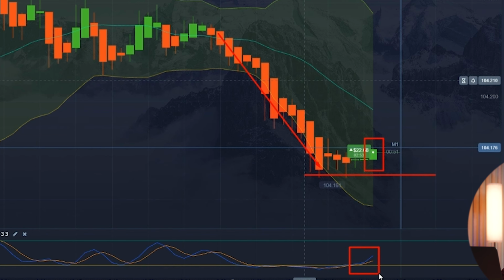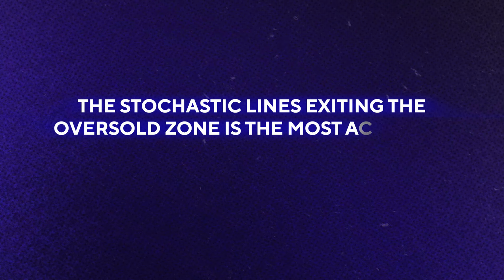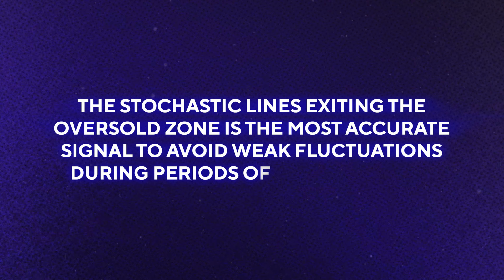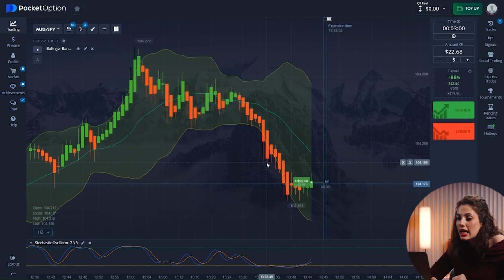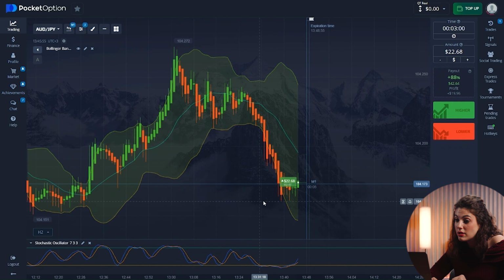But I did not open the trade immediately, but waited for the stochastic lines to exit the oversold zone. This is the most accurate signal to avoid weak fluctuations during low volatility. Although, if I had opened the trade immediately on the first green candle, as we see, after 3 minutes I would also have been in profit.